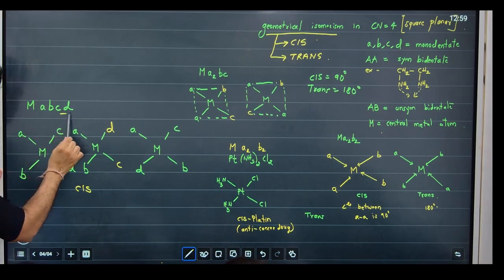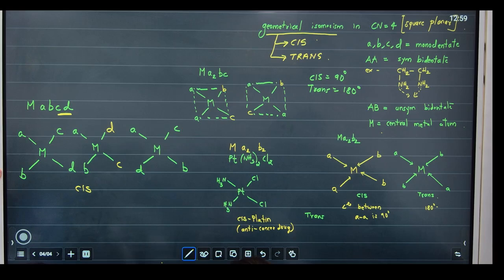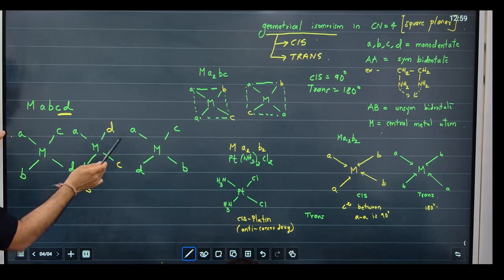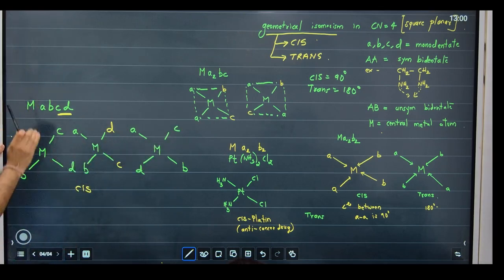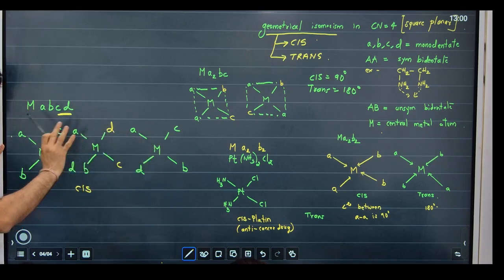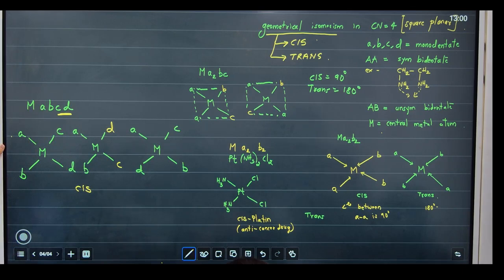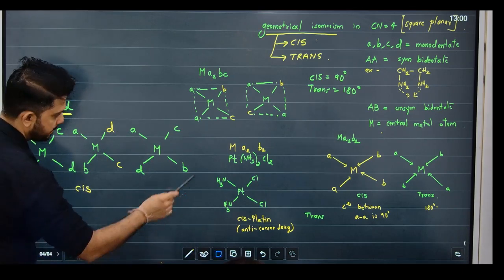Pick any two. Let's say I pick CD for reference. This is CD on the same side, cis. This is also CD on the same side. But who's next to C? यहाँ पे C के बाजू में कौन है? And this is CD trans. Basically, if I have M, A, B, C, D, it can have only these three variations. Did you get that?